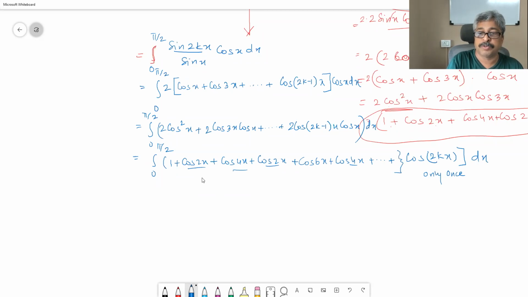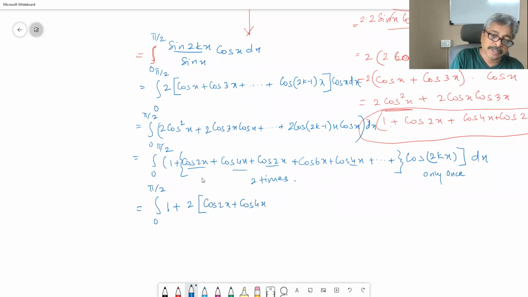All earlier terms from here to here 2 times, which makes it integral 0 to pi by 2, 1 plus 2 times cos 2x plus cos 4x plus dot dot dot plus cos 2kx, and outside we have dx. Okay. Now it is time to integrate because all terms are separate.